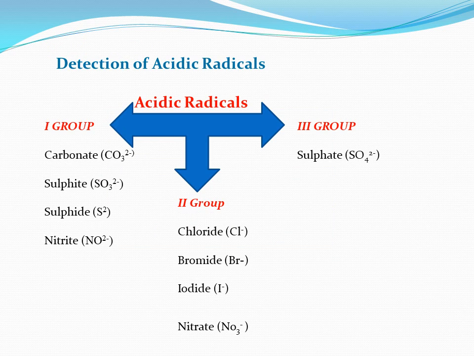The second step is detection of acidic radicals, or the anionic part of the mixture. The acidic radicals are basically divided into three groups: first group, second group and third group. The first group contains carbonate ion, sulfite ion and nitrite ion. The second group contains four radicals, that is chloride ion, bromide ion, iodide ion and nitrate ion. And the third group has only one radical, that is sulfate ion.